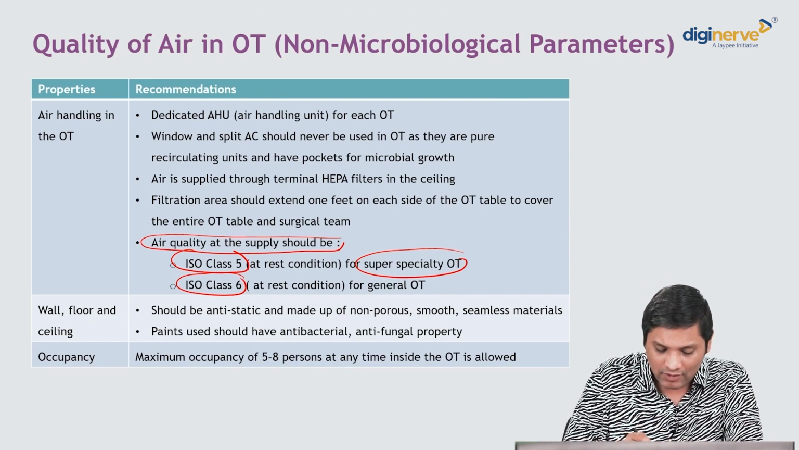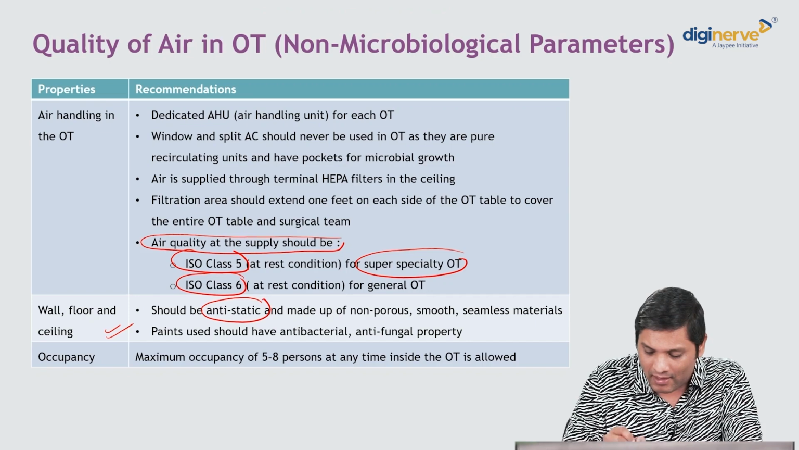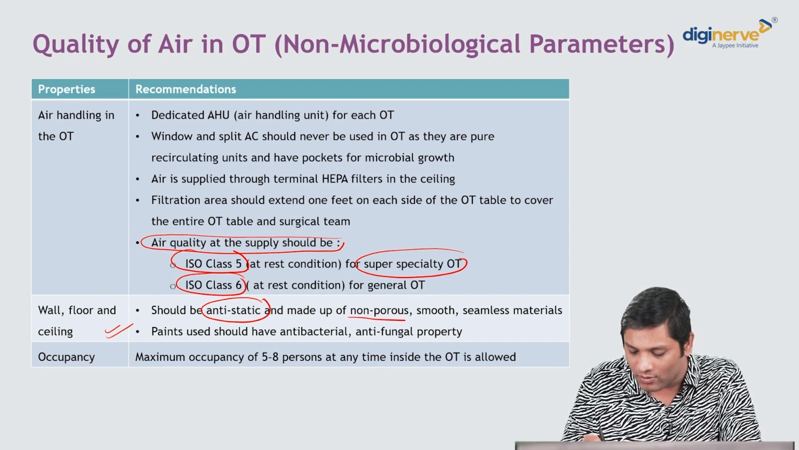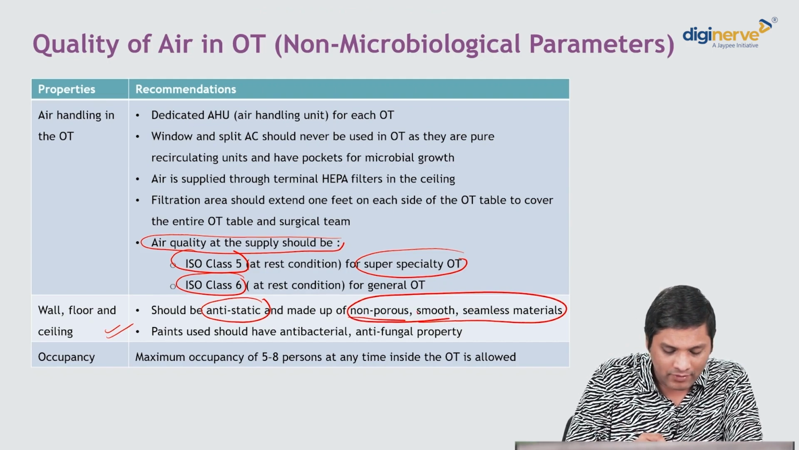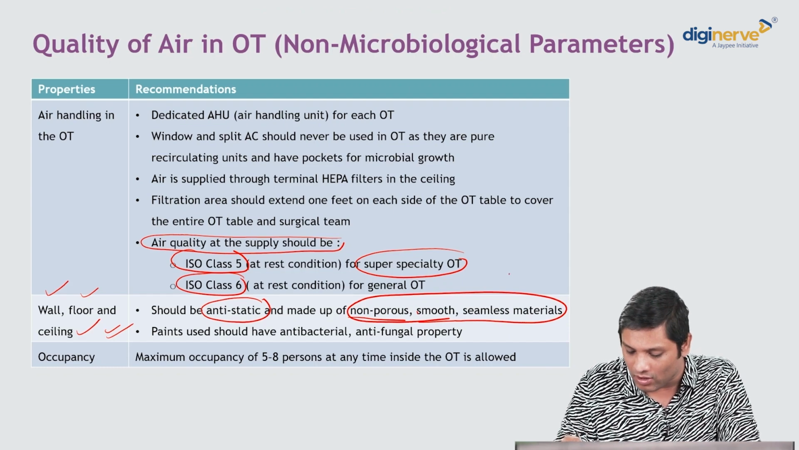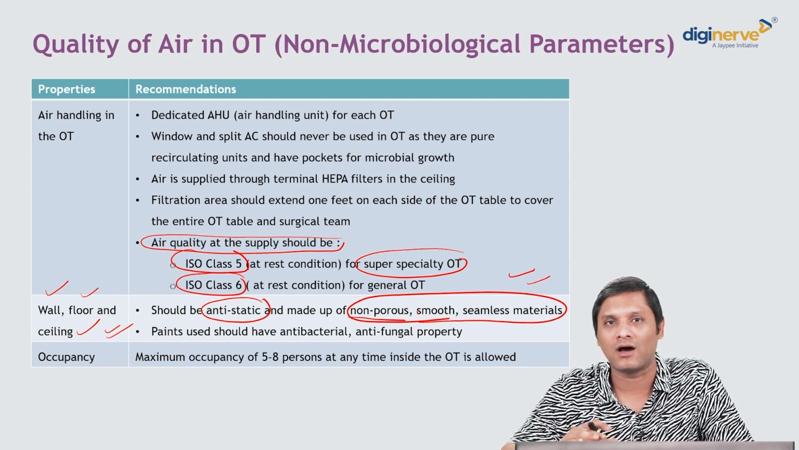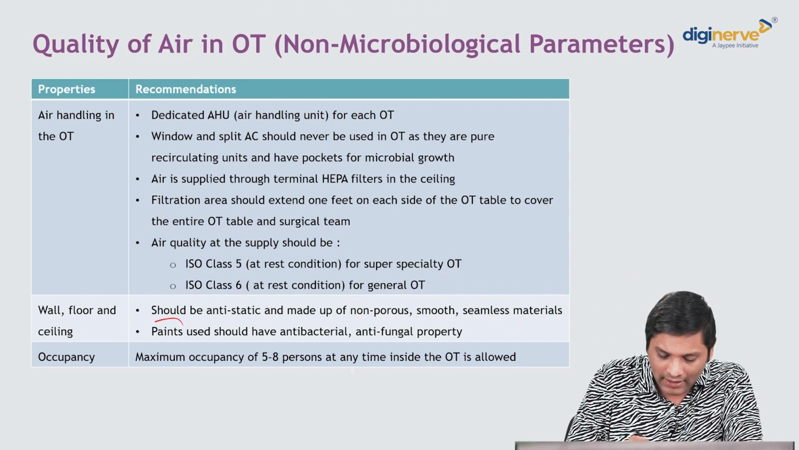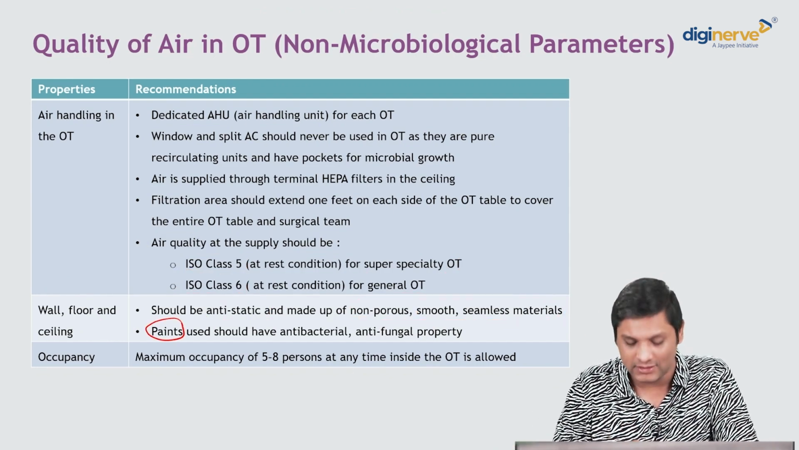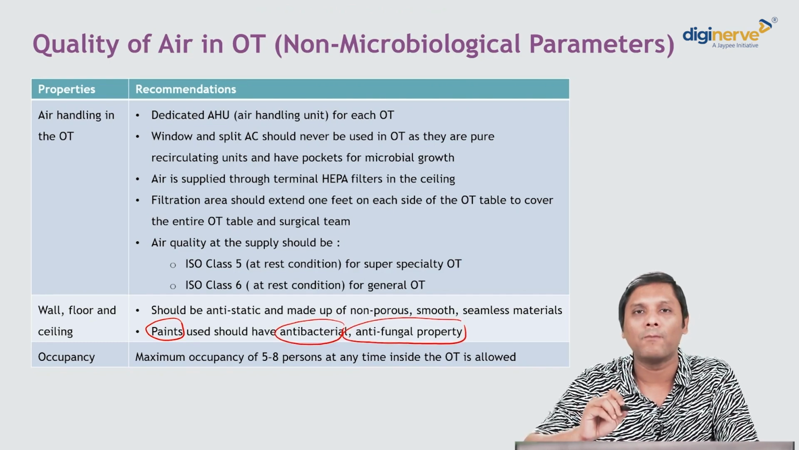They say that the wall, floor and ceiling should be of anti-static type and made up of non-porous, smooth and seamless material. Okay, the floor, wall as well as ceiling should be made of non-porous, smooth and seamless material inside the operation theater, and the paint which is used for operation theater should have antibacterial and antifungal property.